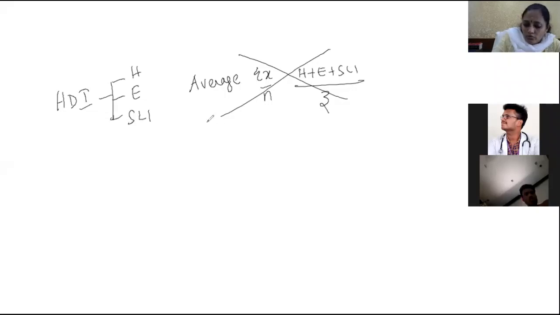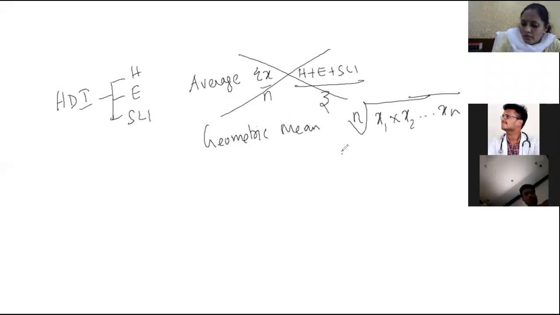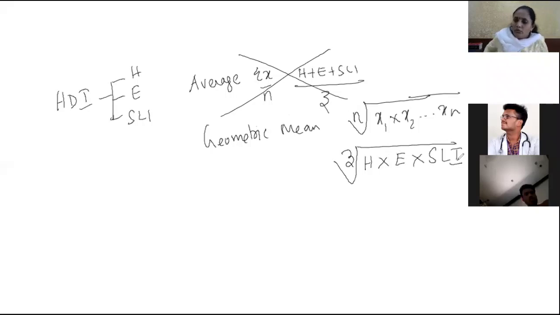What is being followed? They are doing something called the geometric mean. How do you calculate geometric mean? Nth root of x1 into x2, up to xn. What is the meaning of this? I have 3 variables. So cube root of what? Cube root of health into education into standard of living. This is how we calculate.